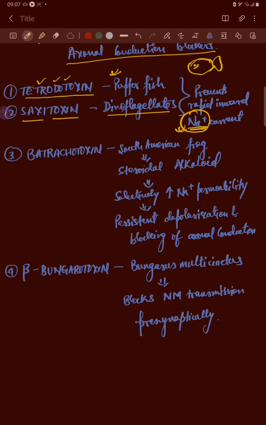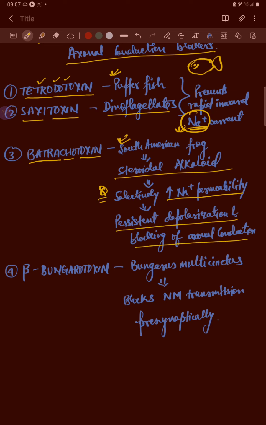After that comes batrachotoxin. Batrachotoxin is a steroidal alkaloid which is secreted by a South American frog. What it does is it selectively increases the sodium permeability, which leads to persistent depolarization and blocking of the axonal conduction. Next is beta bungarotoxin from the snake Bungarus multicinctus.